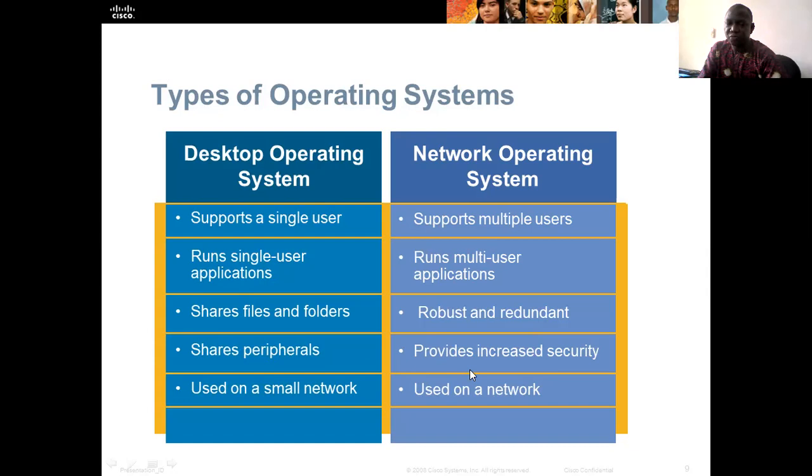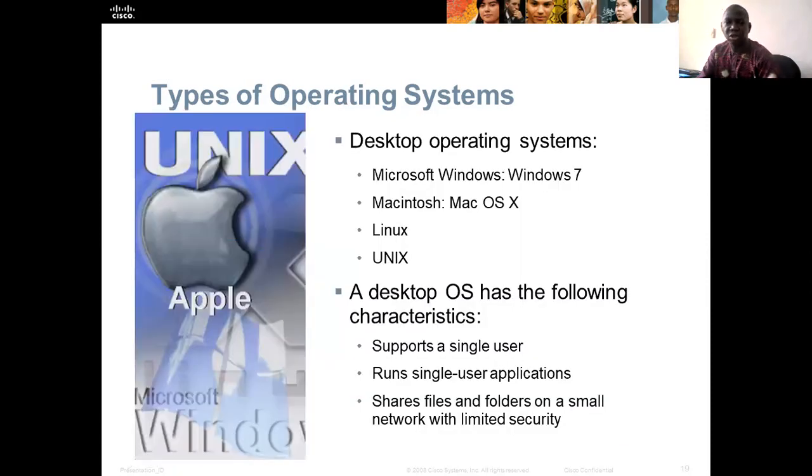Network operating systems can also provide increased security. Very, very important to network operating systems. Increased security, because they secure each user's account, and they are also used on a network. So you can have a local area network, a campus area network, a metropolitan area network, and then the global area network. That means the internet that we are referring to now.